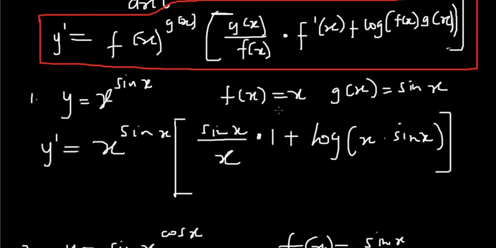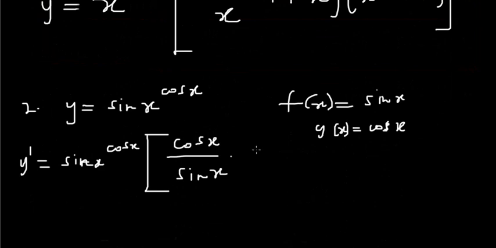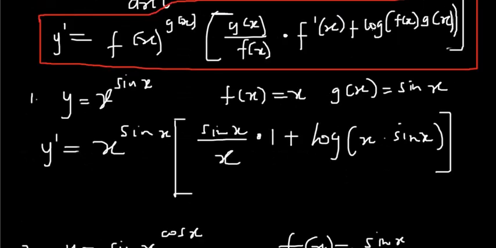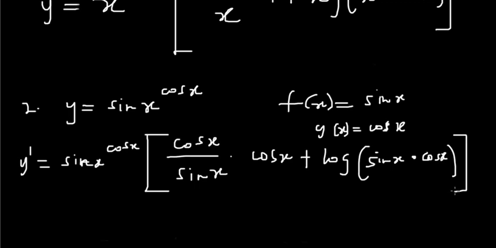After that, we differentiate f of x, which is sine of x. When you differentiate sine, you end up with cos of x. After that, you just add the log of the two functions. So we have plus log of sine of x, multiplying cos of x. Right, so after doing this, you are done.